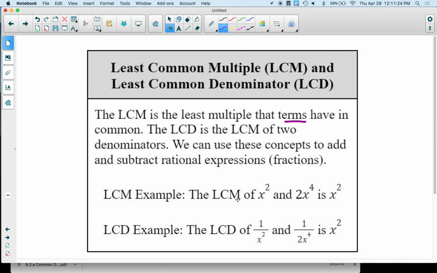So for example, the least common multiple of x squared and 2x to the fourth is 2x to the fourth, right? And then the least common denominator of 1 over x squared and 1 over 2x to the fourth is 1 over 2x to the fourth. I'm going to make that switch in your notes real quick.